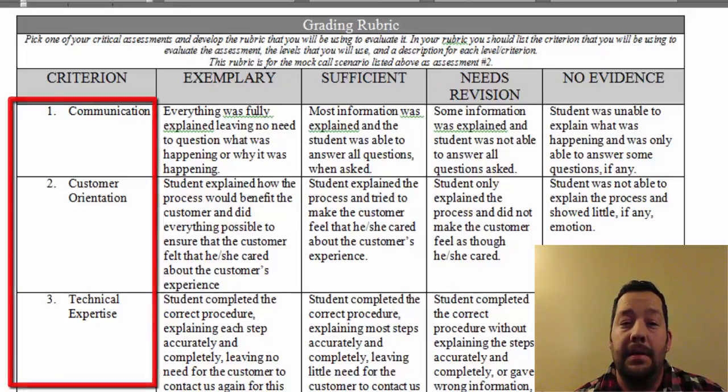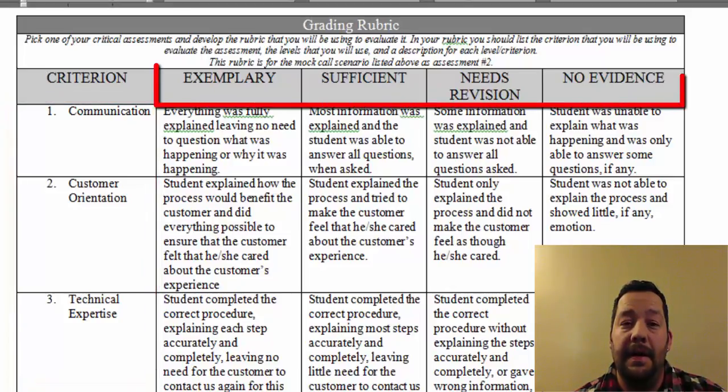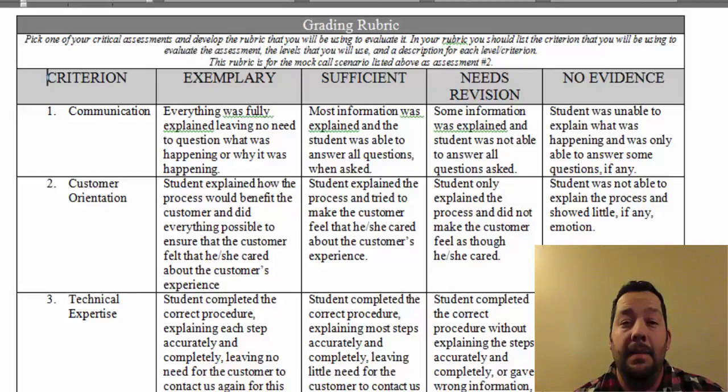As you can see here in the grading rubric, we clearly identify the difference between exemplary performance, sufficient performance, needs revision, and no evidence. This makes it very easy for the associates to understand exactly what they will be assessed upon and helps them to understand how to get better based on the grade that they received or the category in which they received.